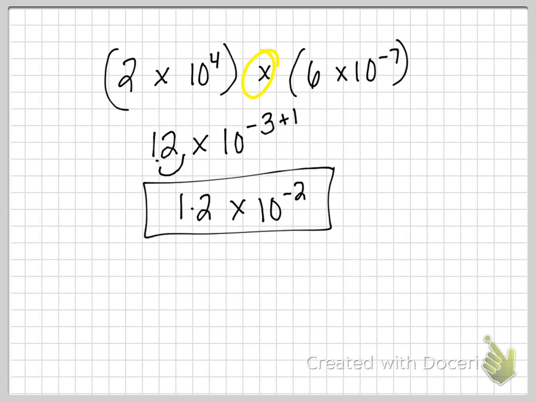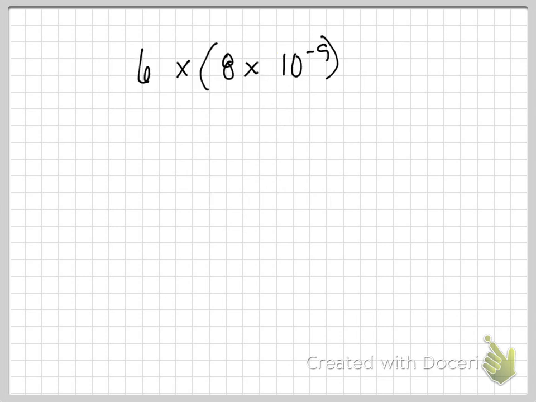Okay. First we multiplied the factors. Then we multiplied the powers of 10, added their exponents, and then got it into proper scientific notation. 1.2 times 10 to the negative second. Very good. All right, let's see if we get to division here.